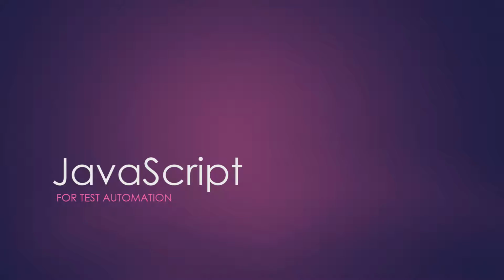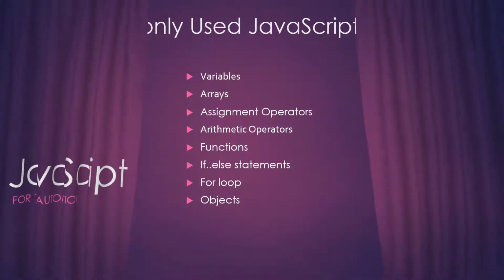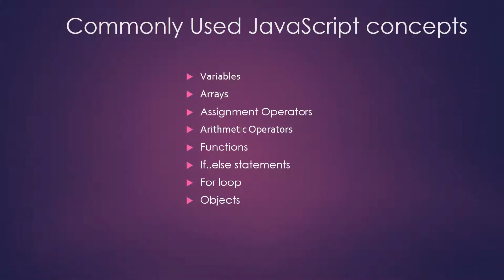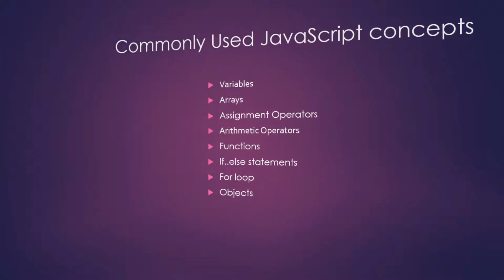JavaScript for test automation. In this tutorial, I will explain to you the commonly used JavaScript concepts in test automation. The tutorial may not go deep into these topics, but will give you an idea of the areas that you need to master. When creating test scripts using JavaScript, you need to know about the following topics: variables, arrays, assignment operators, arithmetic operators, functions, if-else statements, for loops and JavaScript objects.